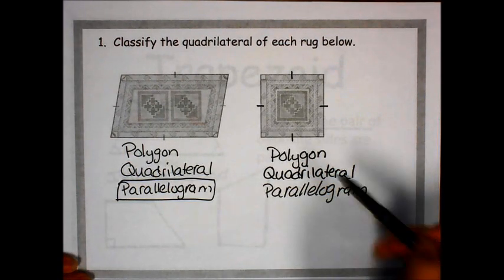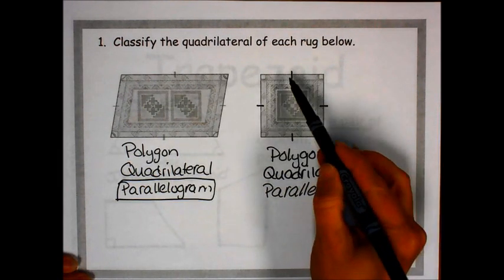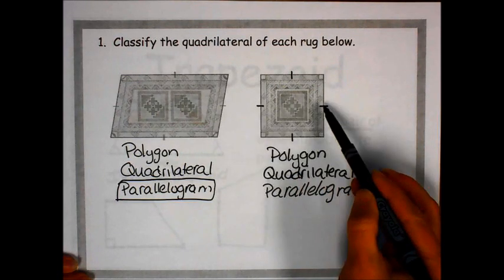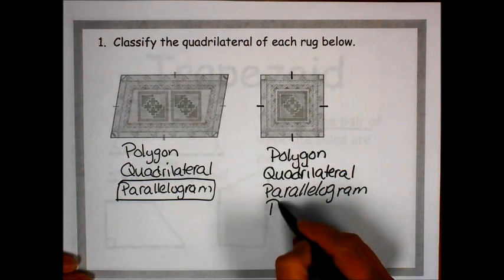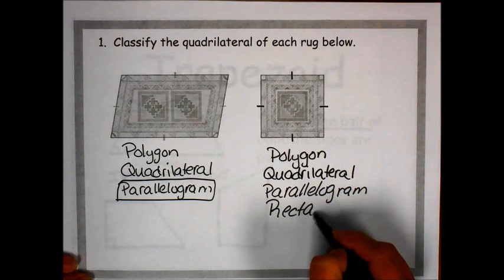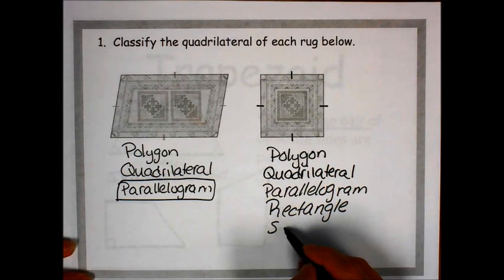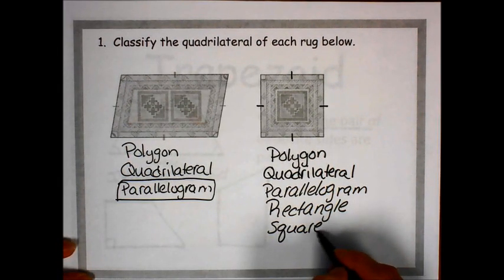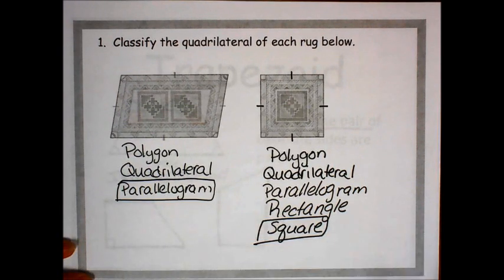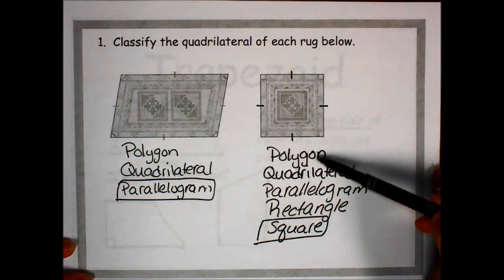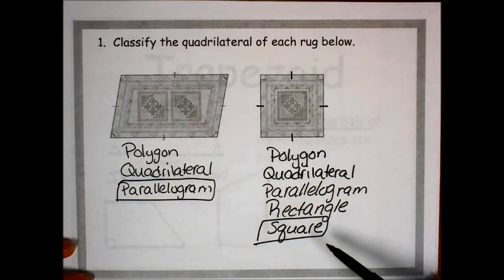Since it has 4 right angles and opposite sides are parallel and equal, I can also call it a rectangle. But then most specifically, since all four sides are the same length and all four angles are 90 degrees, the most specific name I can give this is a square. So notice this figure has lots of different names, with the most specific name being a square.